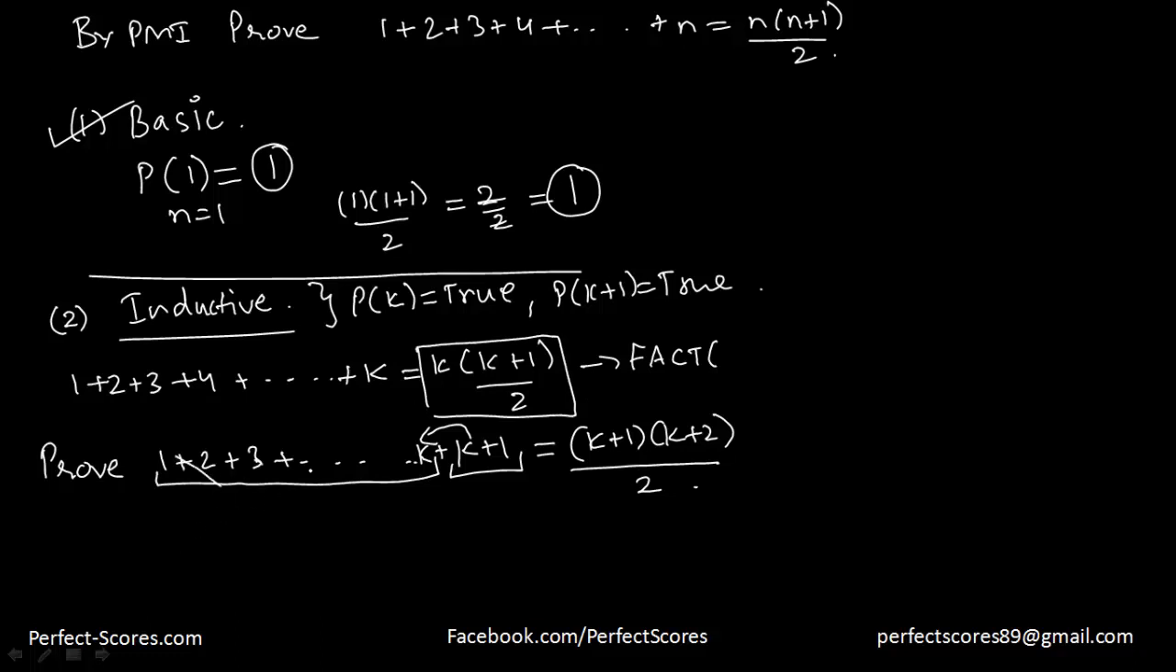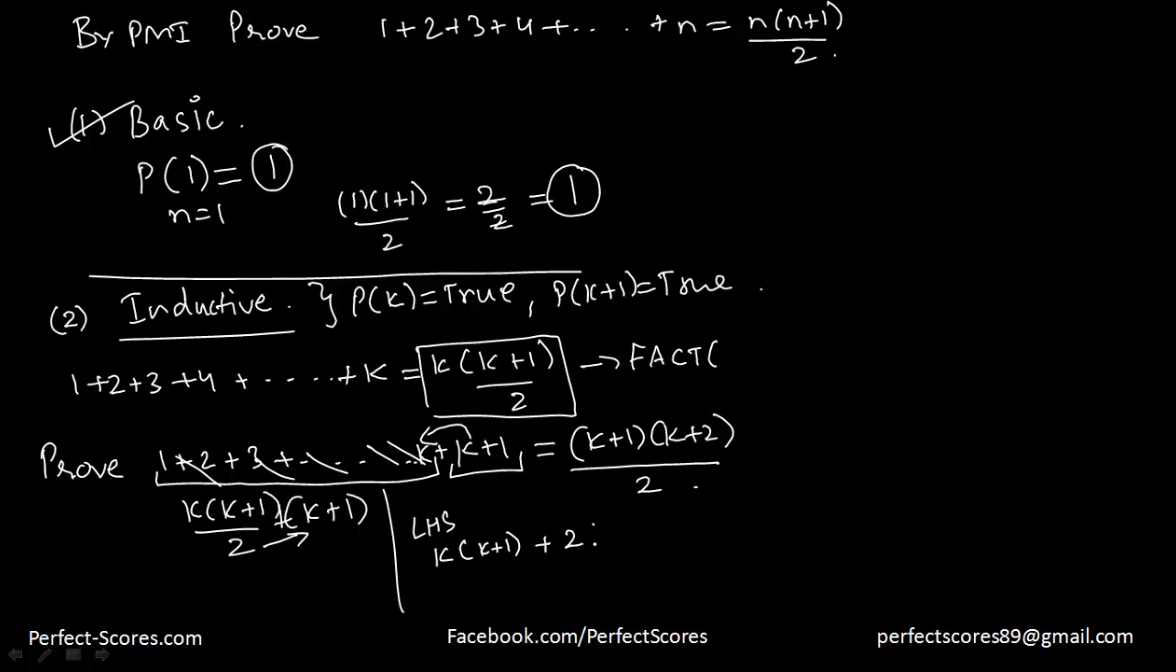So what I'm going to do is I'm going to substitute this. I'm going to write k into k plus 1 divided by 2, sorry, it's not into k plus 1, it's plus k plus 1. So if I just focus on the left hand side here, so that is going to be k into k plus 1 plus, if I take this 2 to that side, that is going to be 2 into k plus 1 over 2, right?